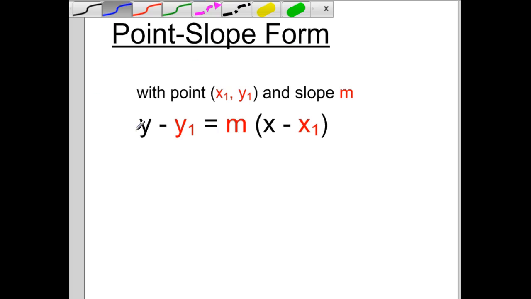Point-slope form is a slightly different form. This is what it looks like. You replace these red things with numbers. You'll know what the point is. This will be given to you, or you can figure it out. And this is the slope. It'll be given to you, or you can figure it out.